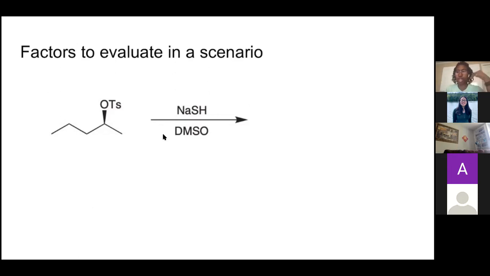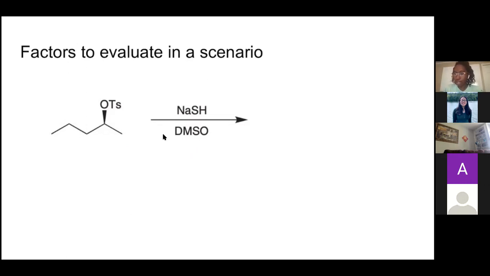Is this going to be some type of elimination product? Will there be a double bond? Will we have substitution going on? Those type of things. So for the first part of the lecture, we're going to focus on the factors that you can use in this scenario to help you determine what type of reaction that you're going to have, and therefore what type of product.